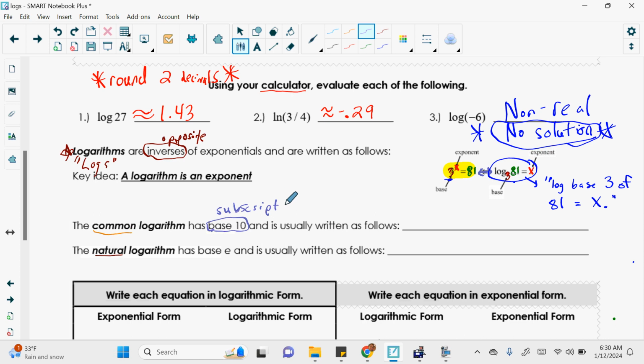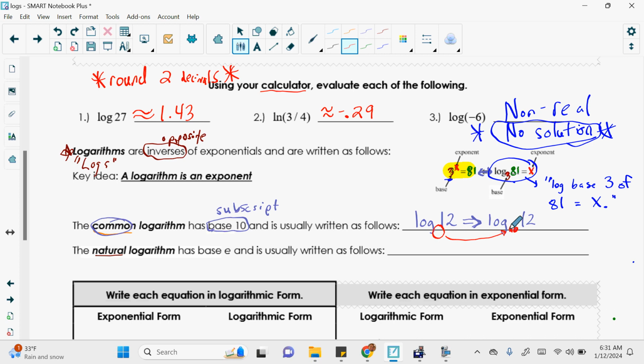It really looks like this: log base 10 of 12. Anytime you don't see a value here, it actually is the number 10. In all logs where you don't see a little subscript, a little base, it is always 10. This is called the common log. So we're going to get some practice seeing just a log of a number and being like, whoa, where's my base? It's always 10. If you don't see it, it's 10.